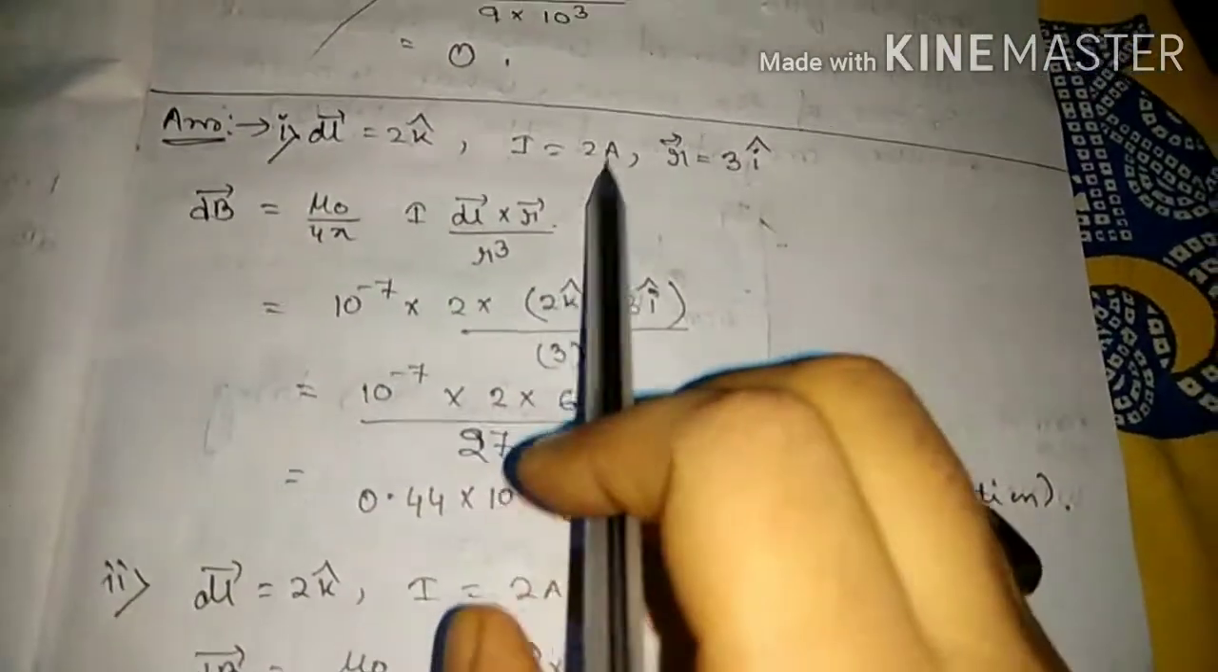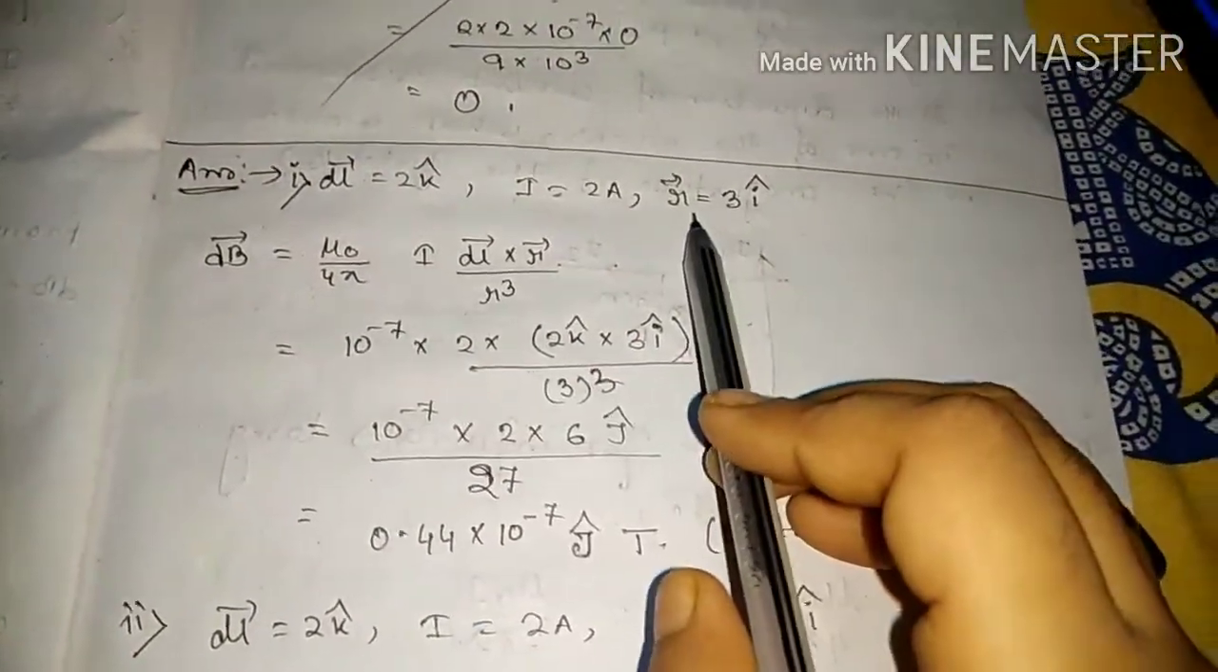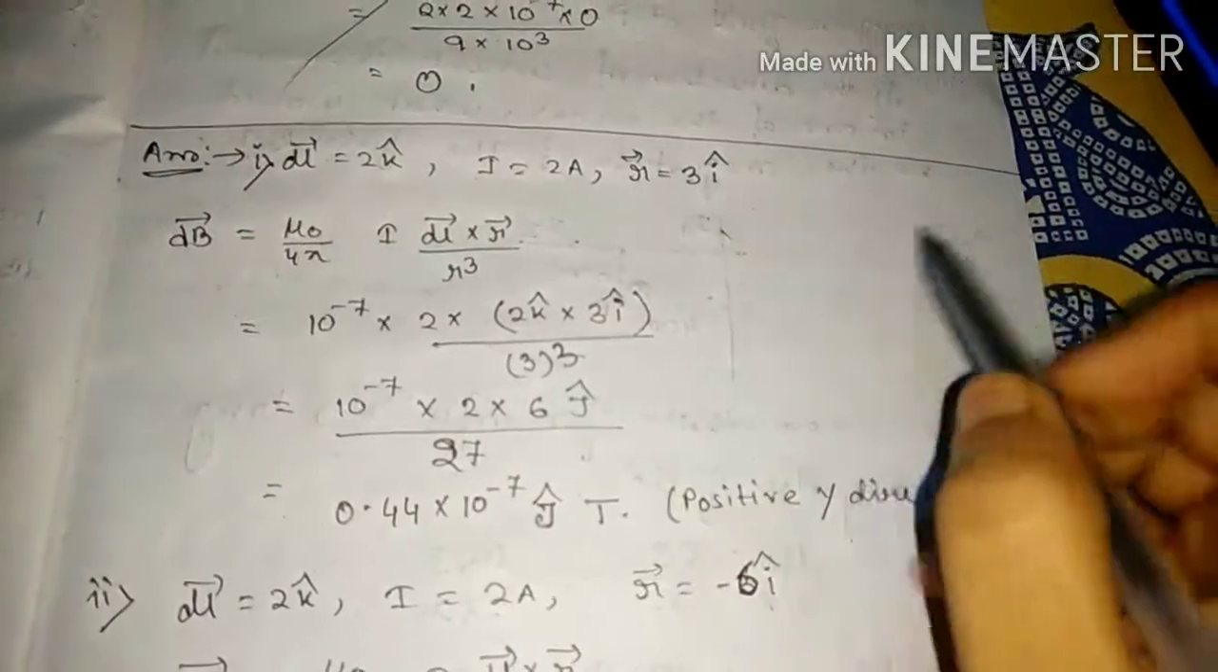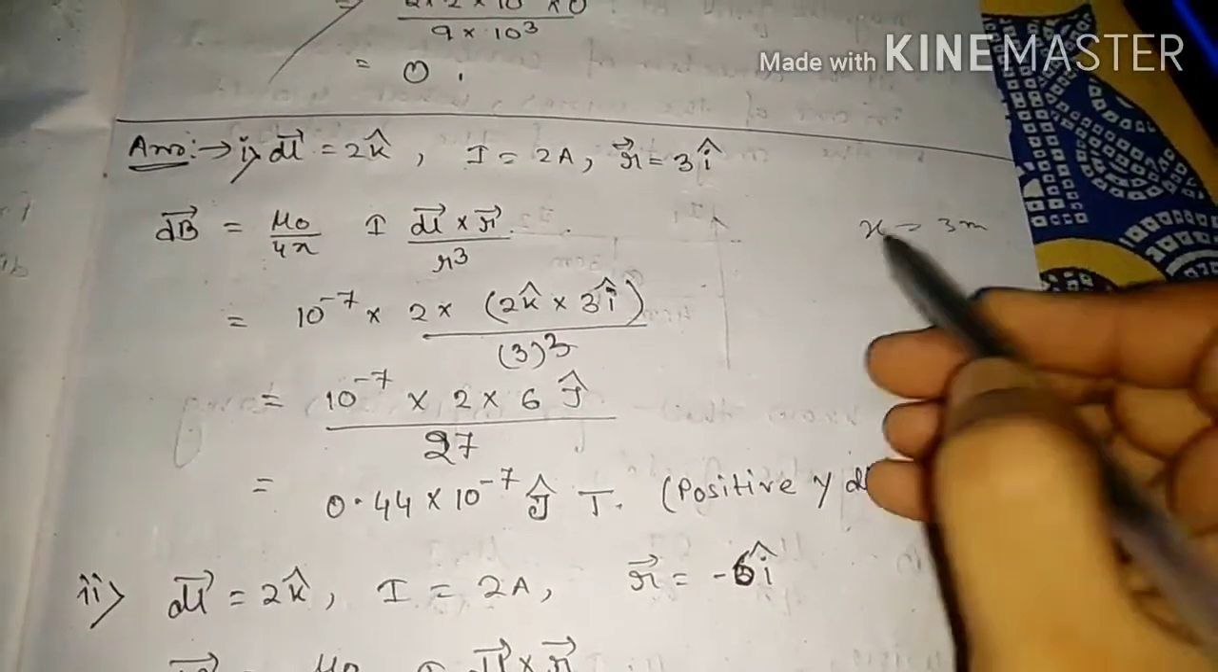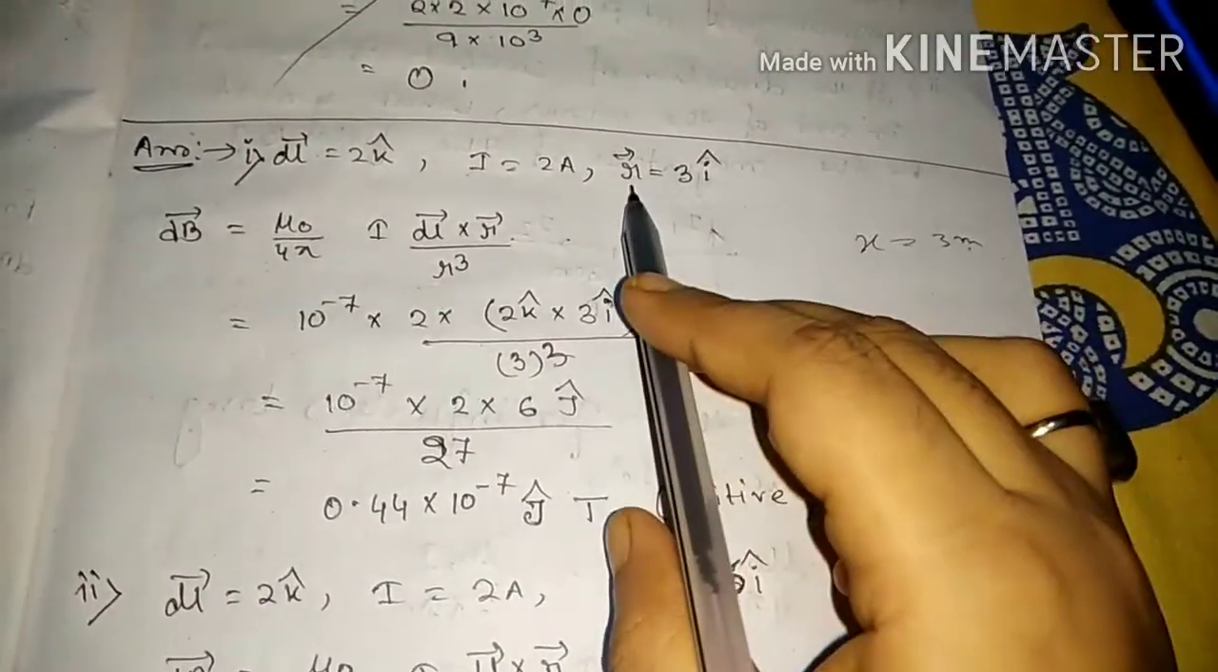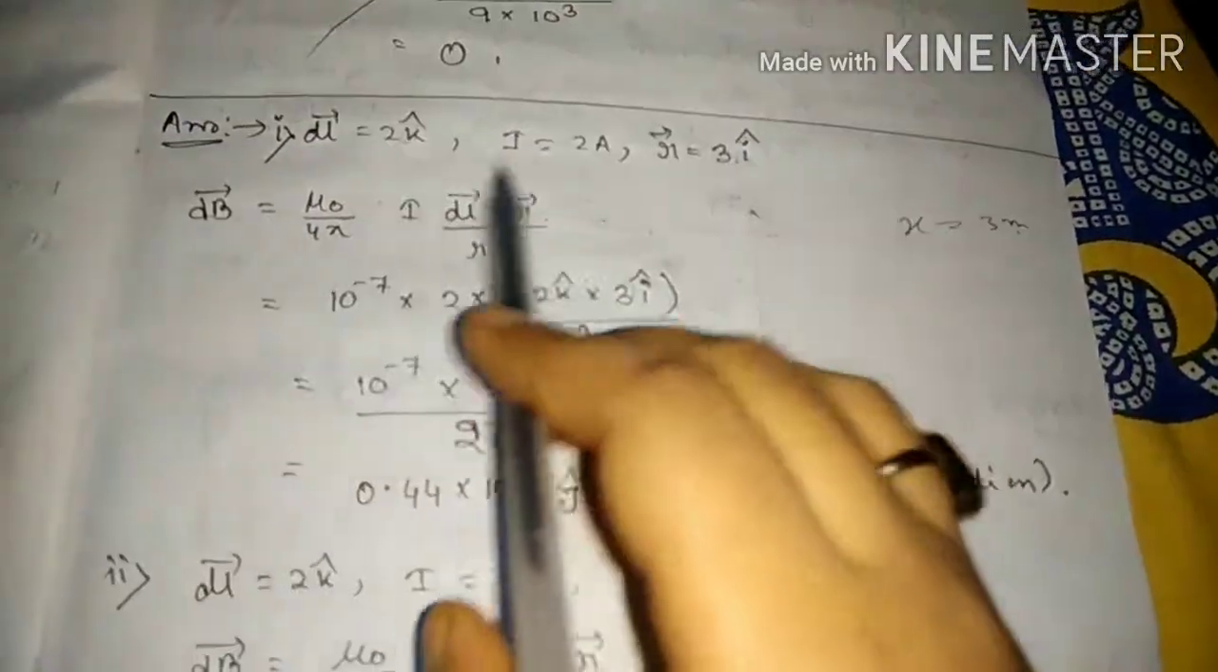Okay, so how can we solve this one? dl equals 2k hat is given, I equals 2 A. First, r hat equals 3i hat, since x equals 3 meter is given. It is in the positive x direction, so that will be the distance. r hat equals 3i hat. This is the vector form.